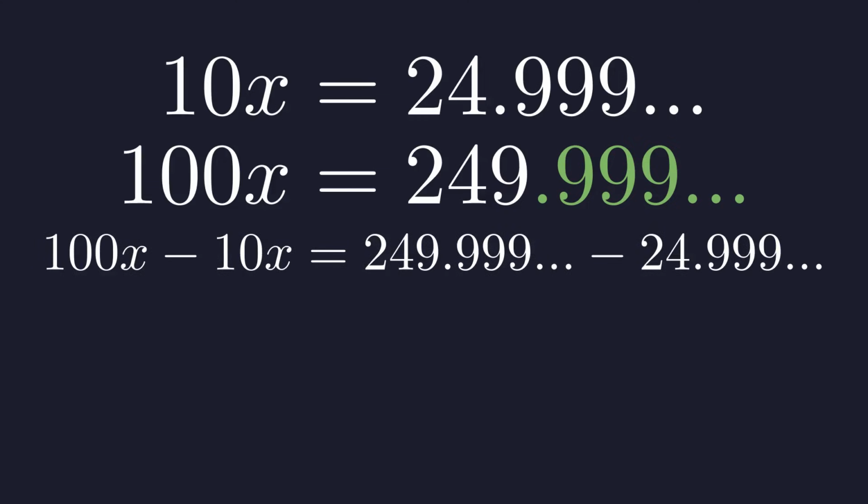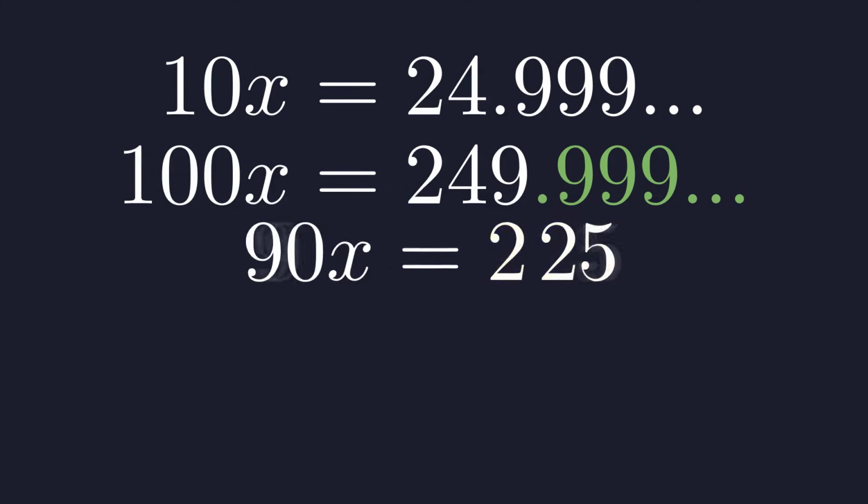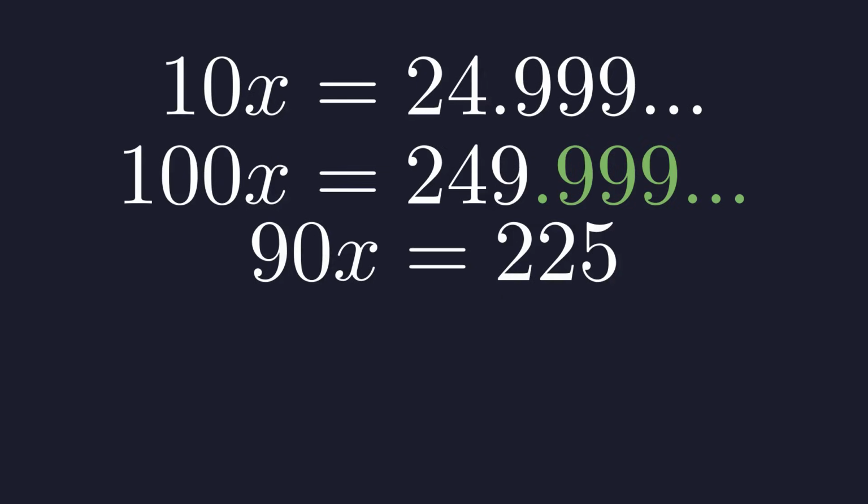So let's set up the subtraction. We'll take 100x minus 10x. On the left side, 100x minus 10x is 90x. And on the right side, those infinite tails of 9s cancel out perfectly, leaving us with just 249 minus 24, which is 225. And just like that, the infinite decimal has disappeared.